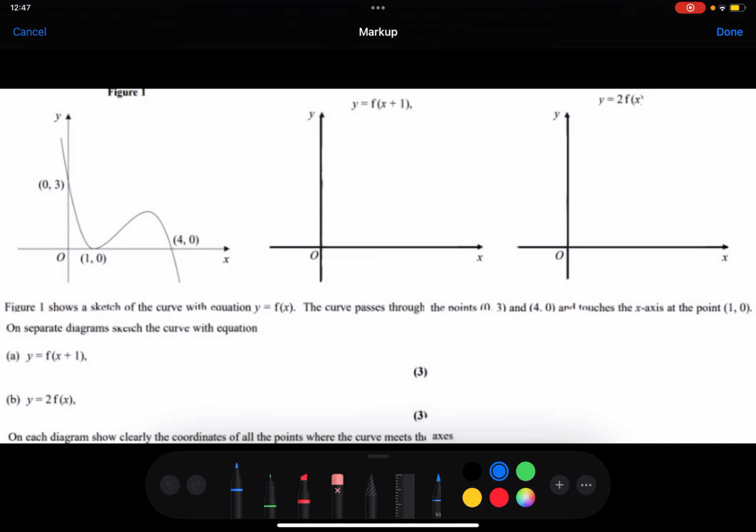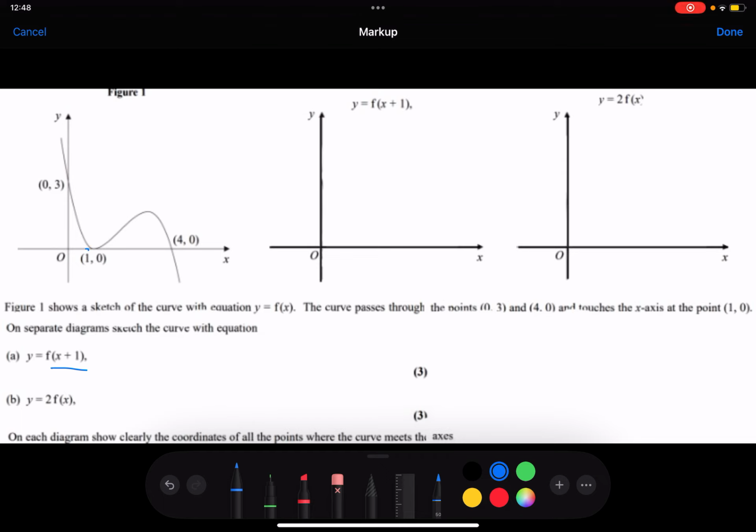Different question, figure 1 is shown there. We can see it's got a y-intercept of 3, it's got a repeated root at 1 and another root at 4. And we're asked to draw the graph of f of x plus 1. That plus 1 being on the inside of the function, so I know I'm going to do the opposite. So I'm going to subtract 1 from all of the x coordinates.